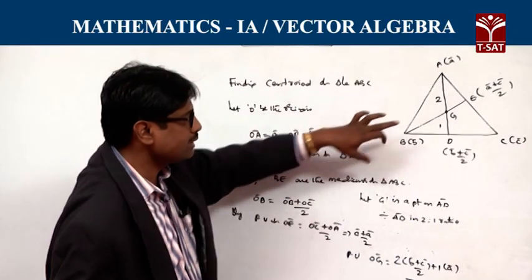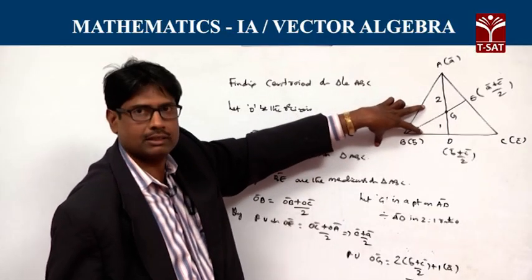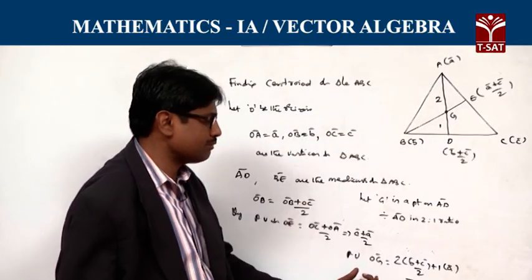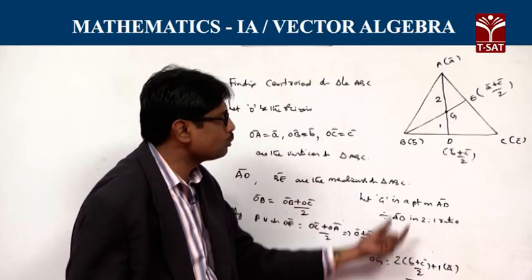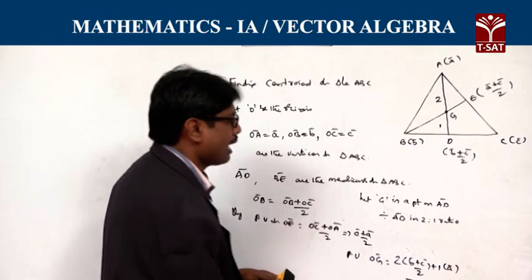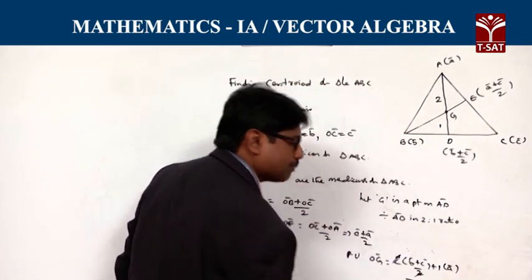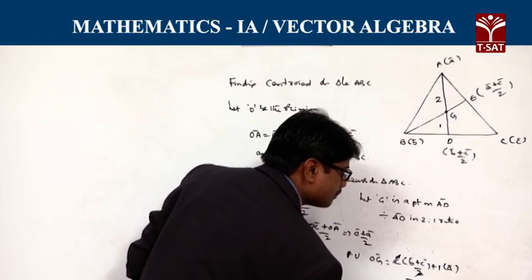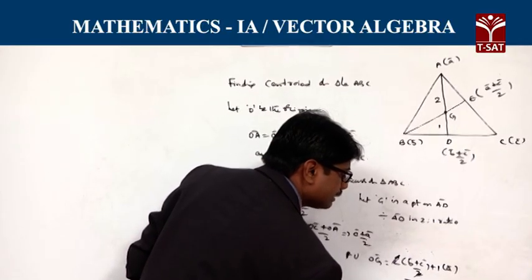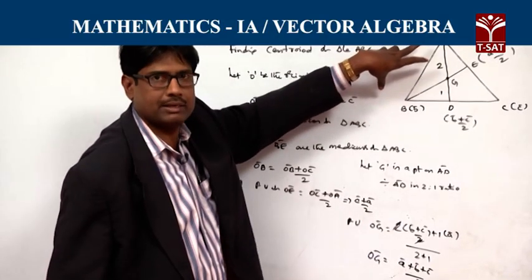I took a point G on the AD bar which divides AD bar in the ratio of 2:1. We calculated the position vector OG bar, that is 2 times B bar plus C bar by 2 and 1 times A bar, over 3. As the 2 ones cancel, the position vector of OG bar is equal to A bar plus B bar plus C bar divided by 3. We calculated the G position vector with respect to the AD median.